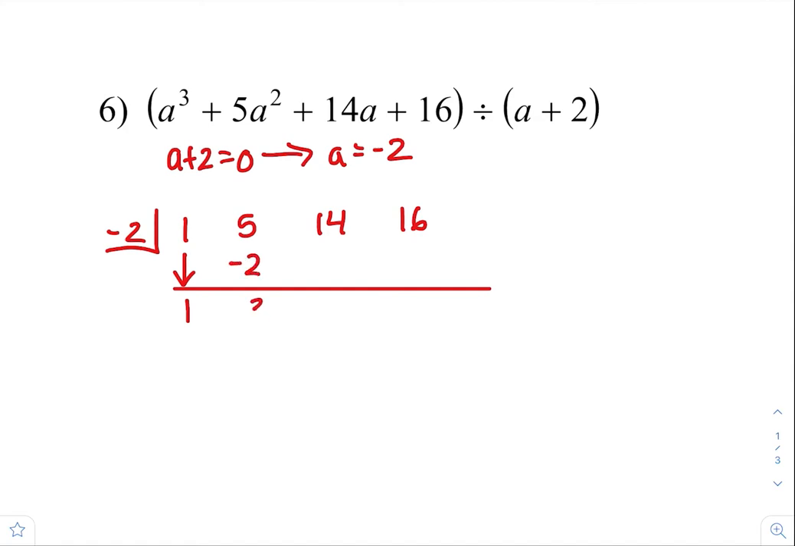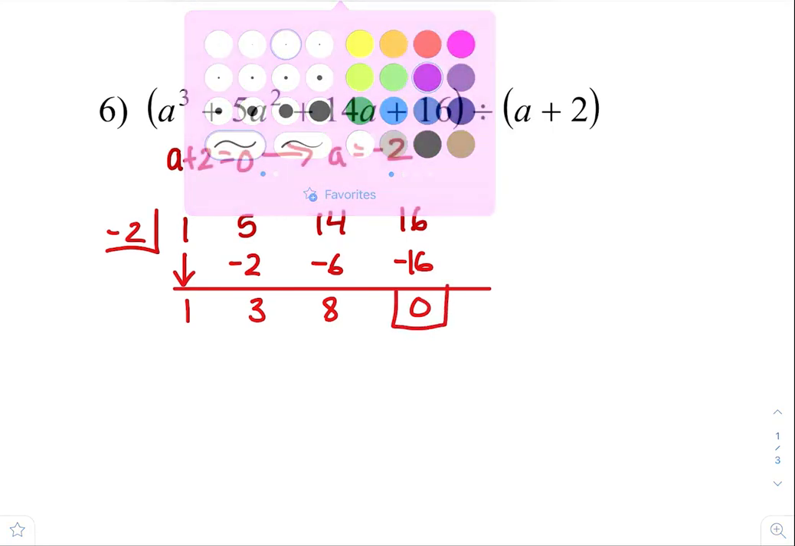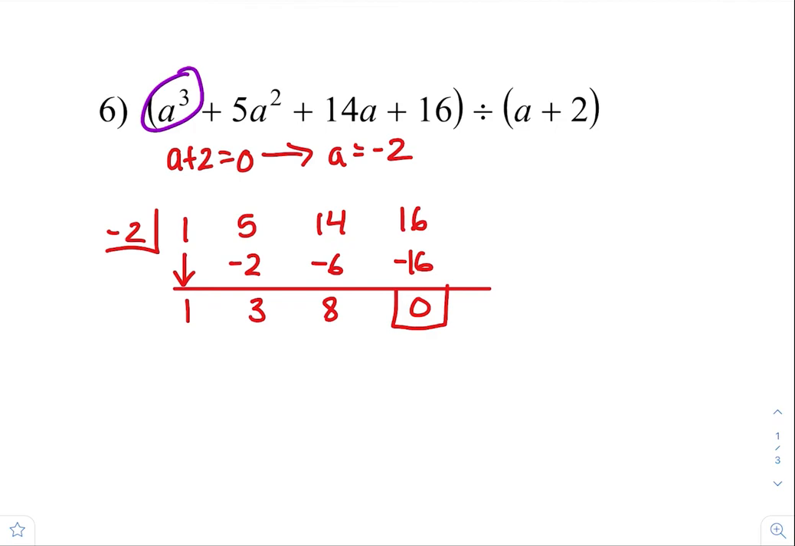Now we add for 3. 3 times negative 2, negative 6. We add 8. 8 times negative 2, negative 16, for a 0. So it's 1 less degree from this. So we're going to have a to the second, and then a, and then a to the 0, which is just 1. Final answer, a to the second plus 3a plus 8.